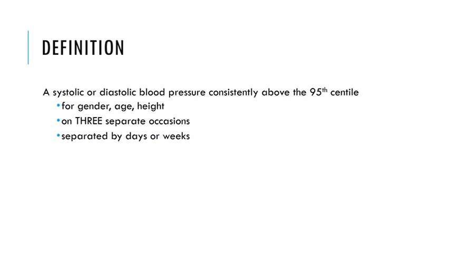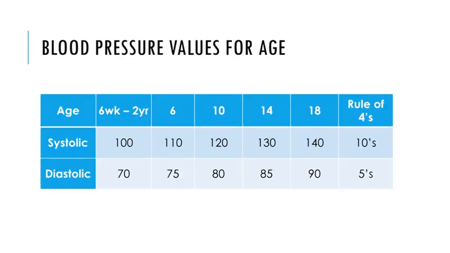If we look at the definition of hypertension, that is a systolic or diastolic blood pressure that is consistently above the 95th centile for gender, age, and height on 3 separate occasions, and these occasions should be separated by days or weeks. So as you can see, these values will differ for age. There are charts or tables that you can look at precisely for this patient's sex, age, and height.